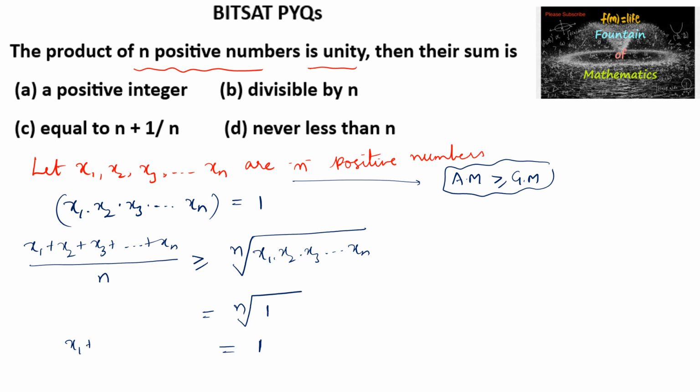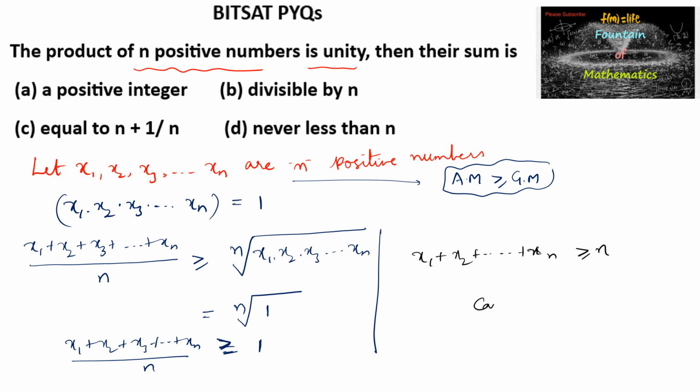So we can write x1 plus x2 plus x3 and so on up to xn upon n is greater than or equal to 1. So this can also be taken as x1 plus x2 plus and so on xn must be greater than or equal to n. So we can say that the sum of these n positive numbers must be greater than or equal to n. So it can never be less than n. So we can go with option D.